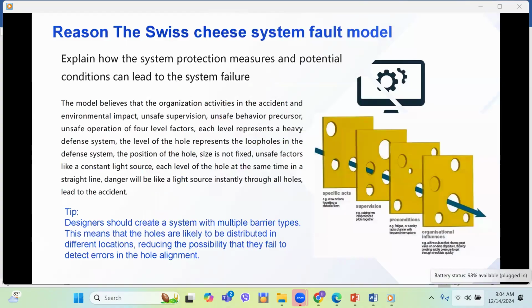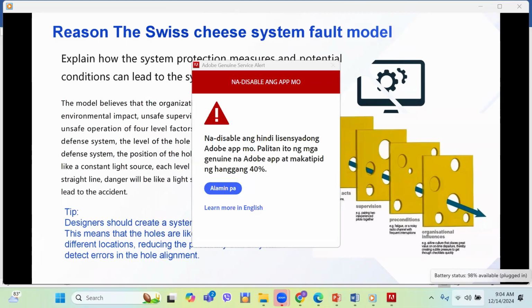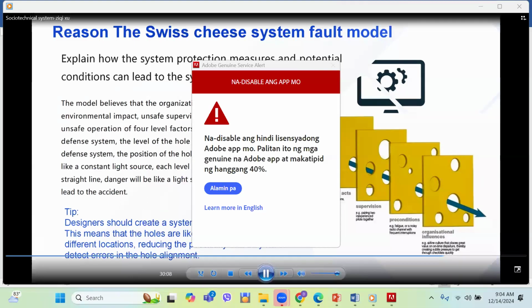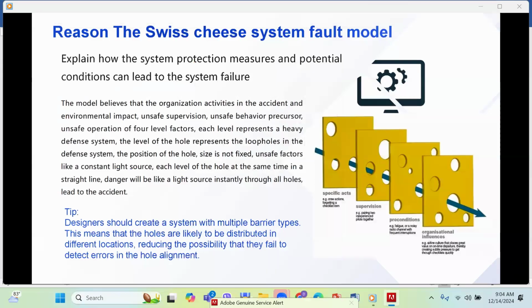We're going to talk about a concept here, Reason's Swiss cheese system fault model. It explains how the system protection measures and potential conditions can lead to system failure. The model believes that the organizational activities in the accident and environmental impact, unsafe supervision, unsafe behavior precursors, and unsafe operation are 4 levels of factors. Each level represents a defense system. The holes in each level represent the loopholes in the defense system. The position and size of the holes are not fixed.